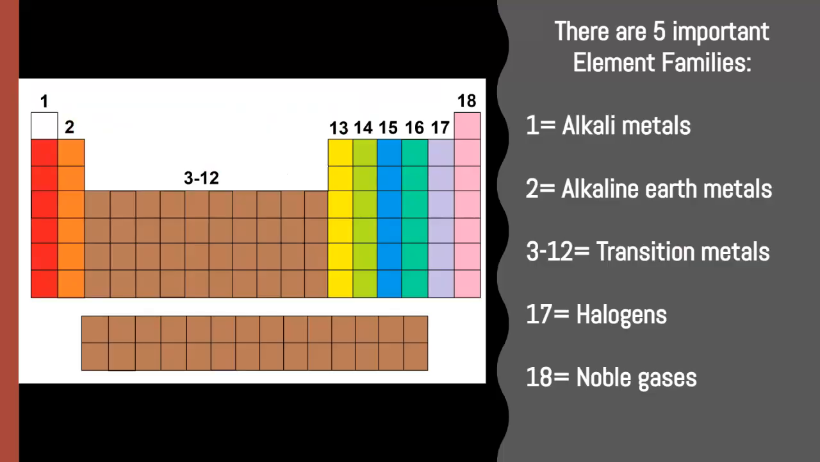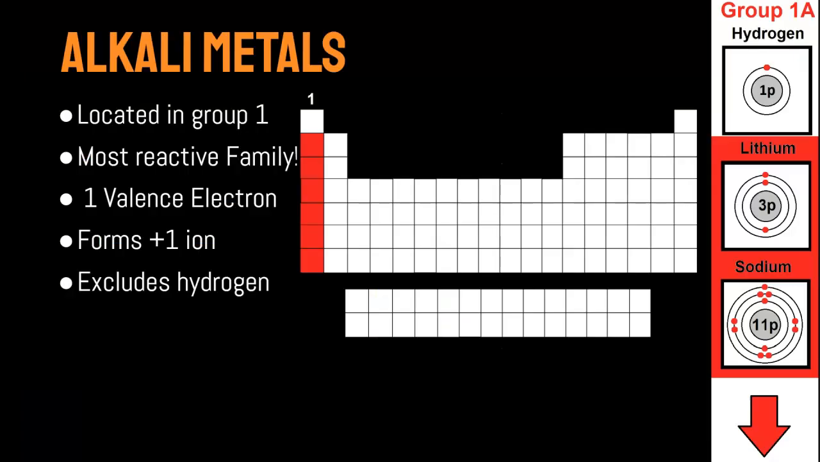There are 5 important periodic families that we need to talk about, and those are the alkali metals, the alkaline earth metals, transition metals, halogens, and noble gases. First, let's talk about the alkali metals. The alkali metals are in group 1 of the periodic table. This is going to be your most reactive family.